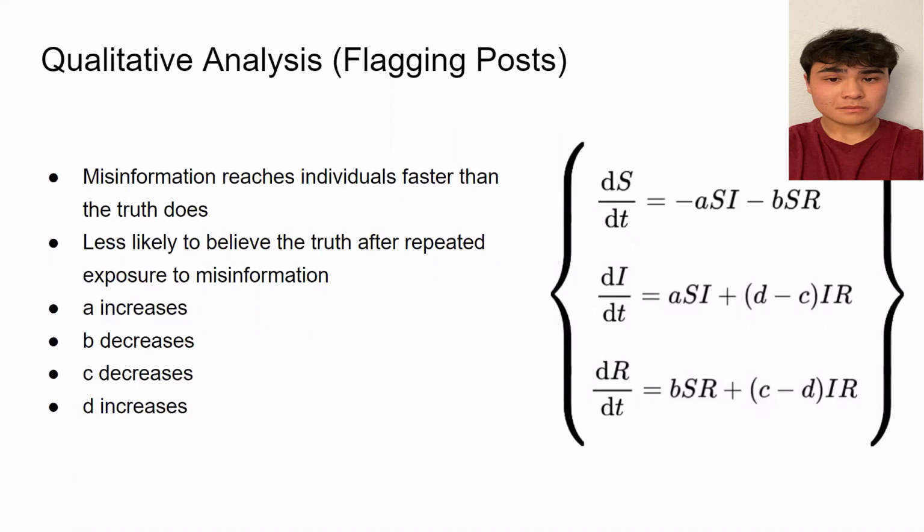Using this research, we concluded that the coefficients would change accordingly. A would increase while B would decrease, which predicts more movement from S to I than S to R, leading to more people initially choosing to believe the misinformation rather than the truth. We also concluded that C would decrease while D would increase, which shows more movement from R to I than I to R, leading to an increase of people moving from the correctly informed group to the misinformed after they had already chosen a side.